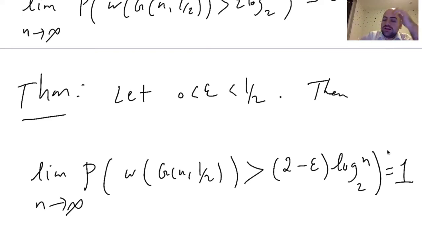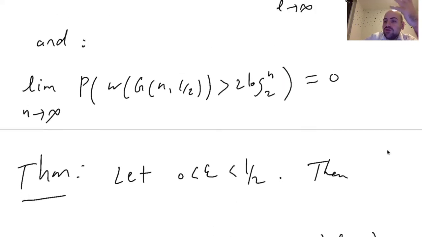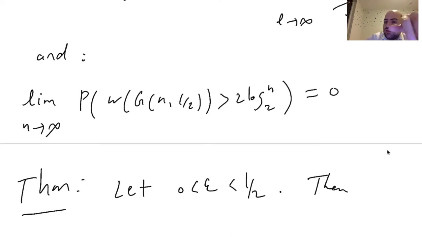So almost surely, let's say, for example, epsilon is 0.01. Asymptotically, almost surely, I can say that the clique number of G(n, 1/2) is bigger than 1.99 times log n choose 2. But if I jump to 2 log n choose 2, we just showed that asymptotically almost surely the clique number is not bigger than 2 log n choose 2.